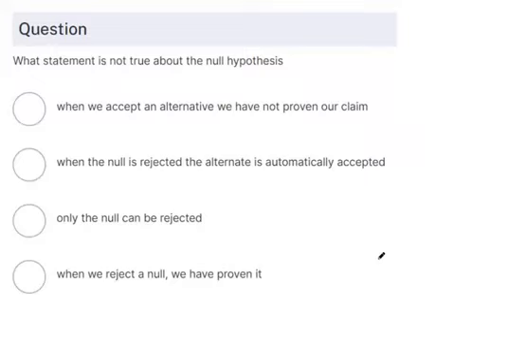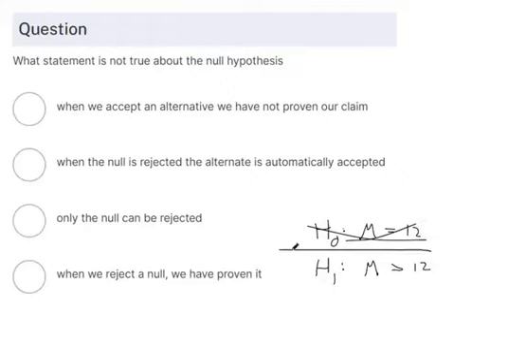Okay, so the next one: when the null is rejected, the alternative is automatically accepted. I mean, that's true. It's either one or the other. When you make your null and alternative hypothesis, the null is maybe that the mean is equal to 12. And the alternative has to be something else. So H1 or HA for the alternative, that the mean, mu, is greater than 12. If you reject this one, then you're siding with this one. So I guess the second option there is fine.